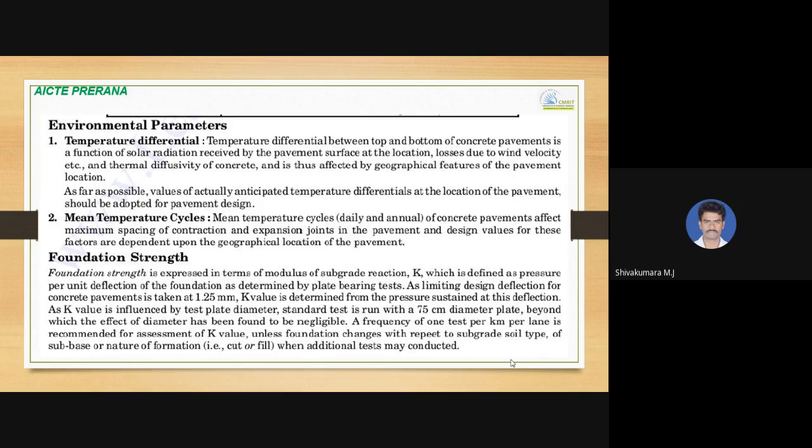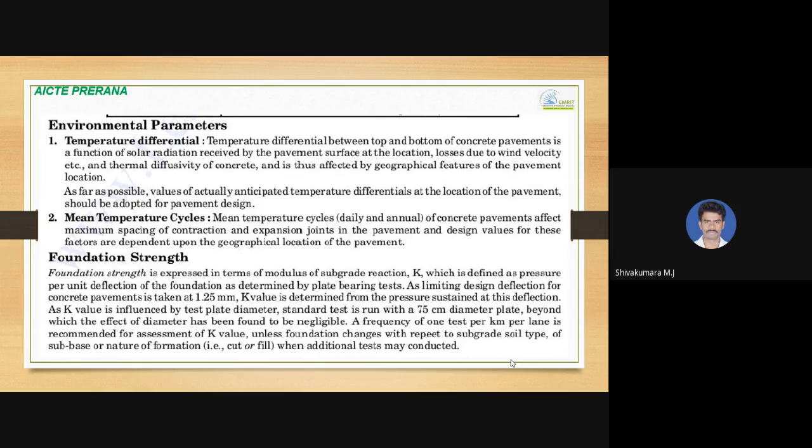And then the mean temperature cycles. The mean temperature cycle on a daily basis and annual basis of the concrete pavement affects the maximum spacing of contraction and expansion joints in the pavement, and the design values for these factors depend upon the geographical location of the pavement. And one more parameter to be considered in the design of rigid pavement is foundation strength. Foundation strength is expressed in terms of the modulus of subgrade reaction K, which is defined as pressure per unit deflection of the foundation as determined by the plate bearing test.